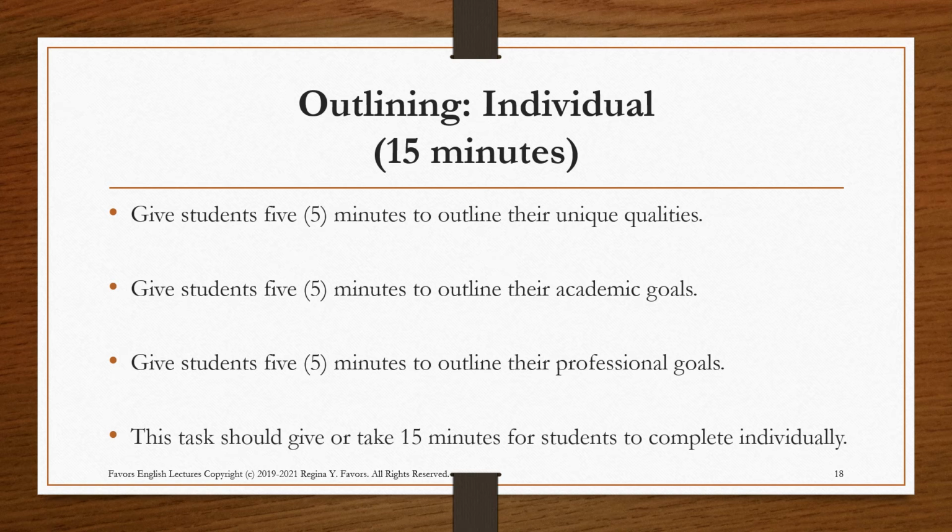So after you have posed those questions, then you want to have students write their responses individually first before they discuss those responses with their peers. So give students 5 minutes to outline their unique qualities. Give students 5 minutes to outline their academic goals. Give students 5 minutes to outline their professional goals. So this really should take about 15 minutes for students to complete individually.